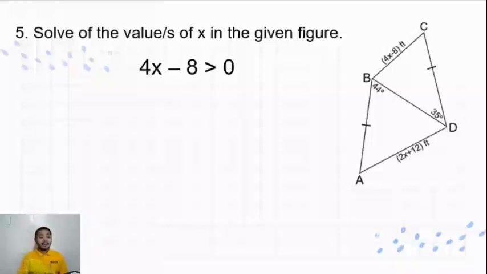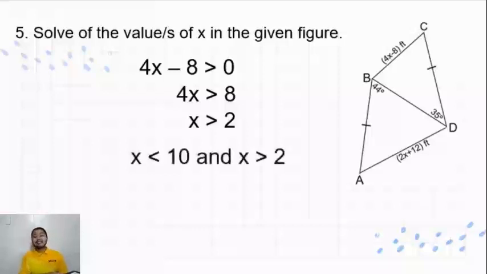Let us solve for the value of x. Siyempre, we add positive 8 on both sides of the equation. Bali, magiging 4x is greater than 8. Next is, divide both sides of the inequality by 4. So, x now will be greater than 2. So, ibig sabihin niya dito, yung x ay greater than 2 and x is less than 10. So, pwede natin isulat yung ating sagot na ganito. 2 is less than x is less than 10. Okay? So, ganun lang yung pagsagot sa activities ninyo na makikita nyo sa inyong module.